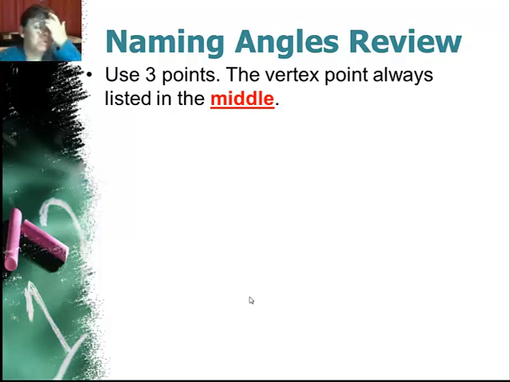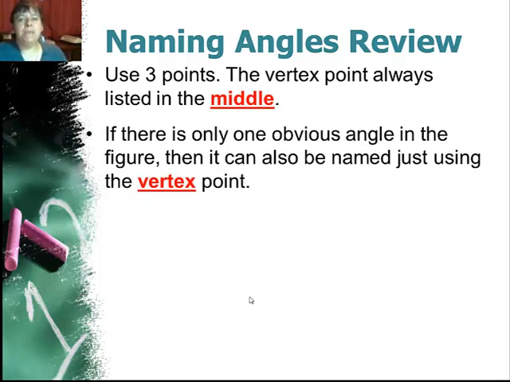Now let's go ahead and review how to name angles, because I'm noticing some issues with it, even though you did learn this in 6th grade and we covered it in September. But let's do it one more time. First of all, when you're naming angles, you'd like to use 3 points. Now, the vertex point is always listed in the middle. If there's only one obvious angle in the figure, then it can also be named just using the vertex point. In the examples in this video, we're pretty much dealing with just the one vertex point. So that's the easy way to name angles.